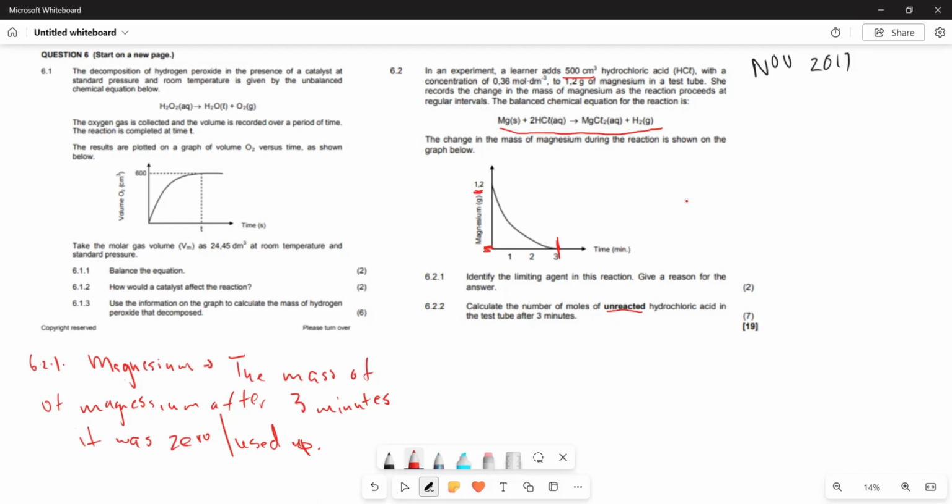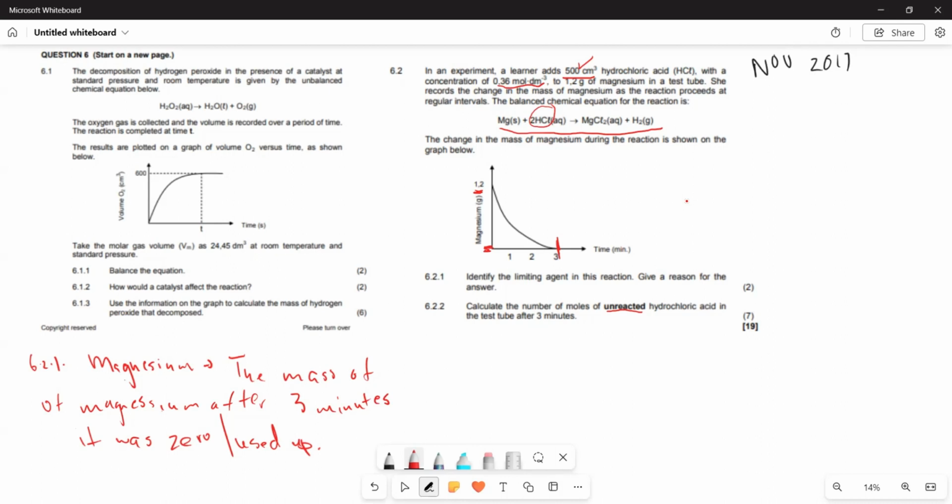Now let's start here in terms of what it is that we are given. If you check your hydrochloric acid, what are we already given? For hydrochloric acid, you are given the volume. And what else are you given? You are also given the concentration. And the question wants you to calculate the one that did not react. So what can you start with here?